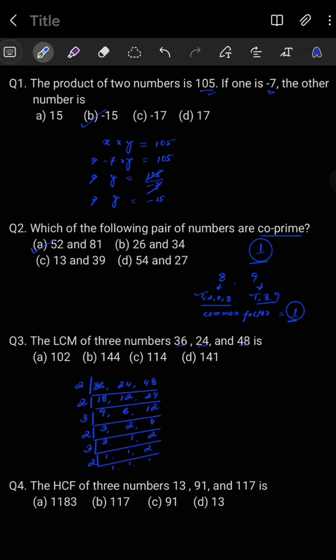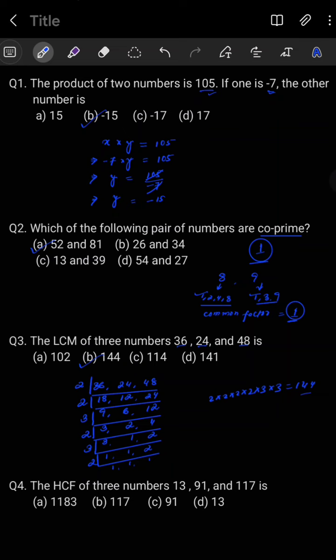Then again with 2 if you divide it will be 1, 1 and 1. So now what happened? You have to multiply all these numbers. 2 into 2, then 2 into 4, 4 into 3, 12. So all these numbers you have to multiply: 2 into 2 into 2 into 2. How many 2s here? 4. Then into 3 into 3. So if you multiply all these you will get how much? 144. So option B is your correct option.